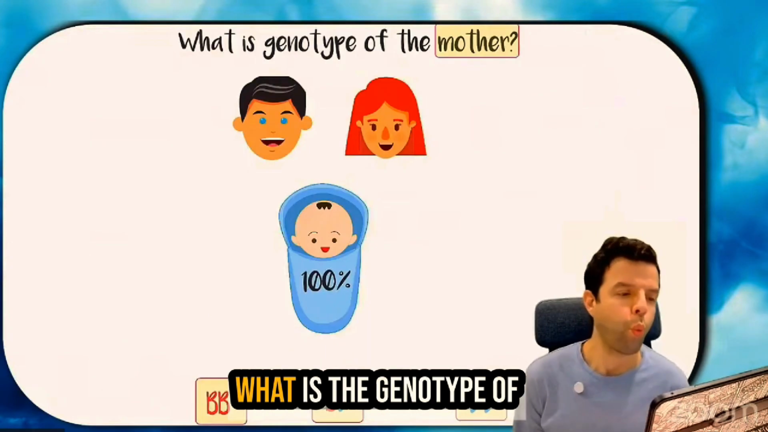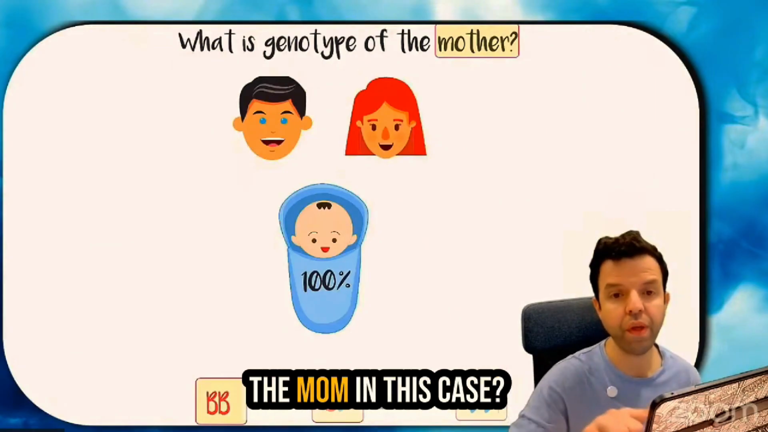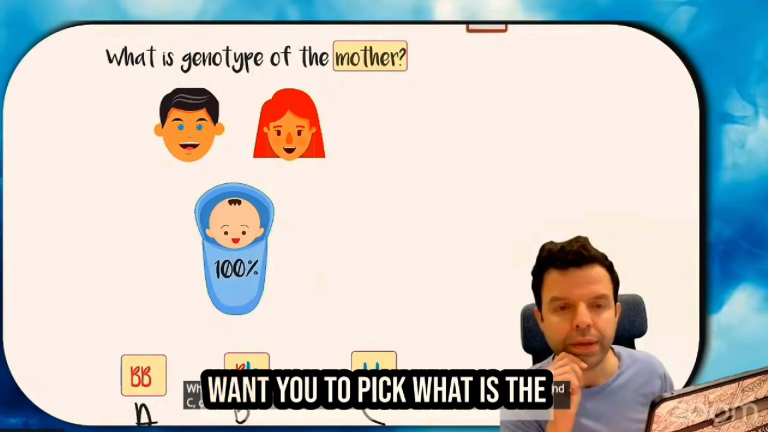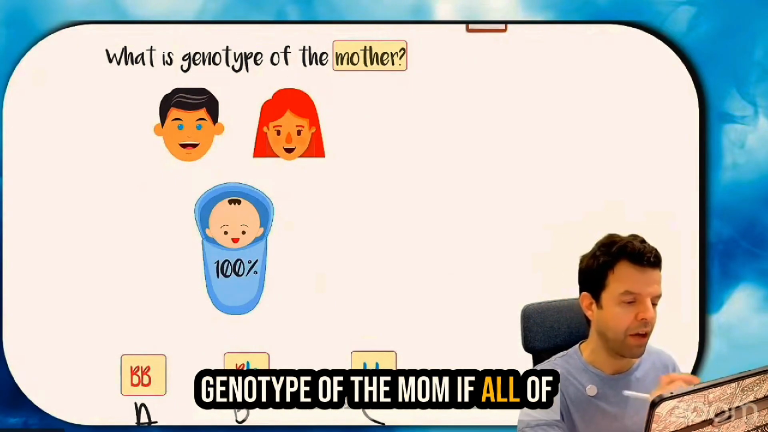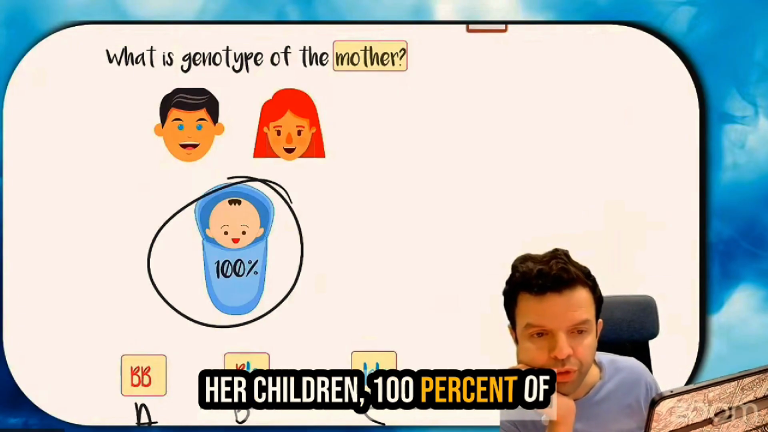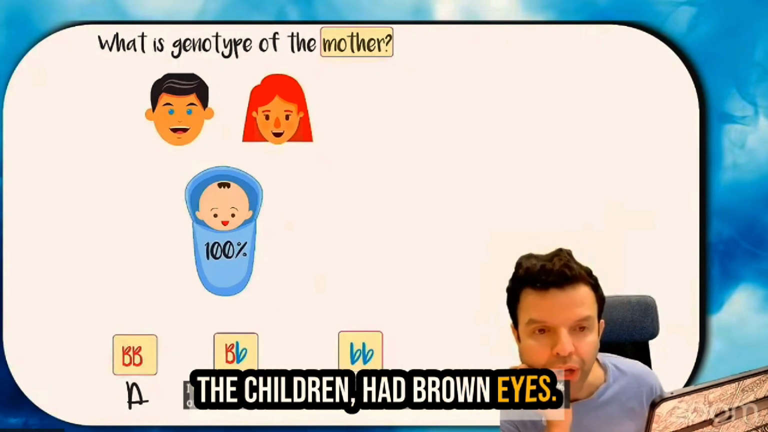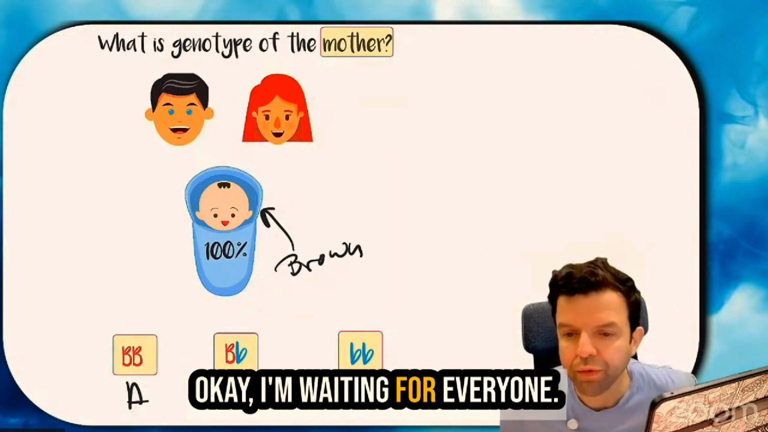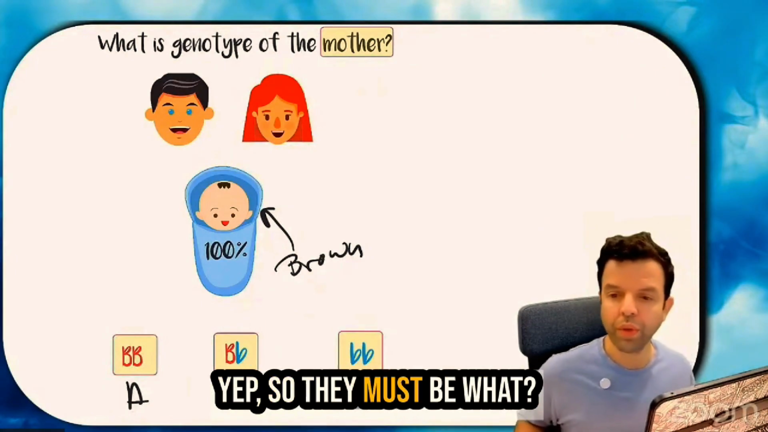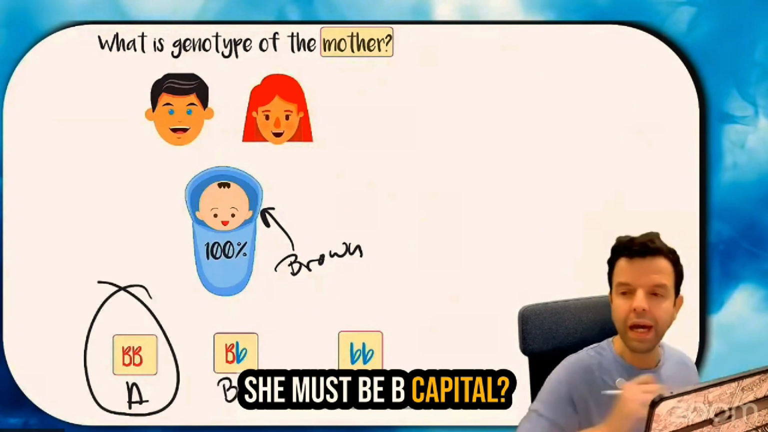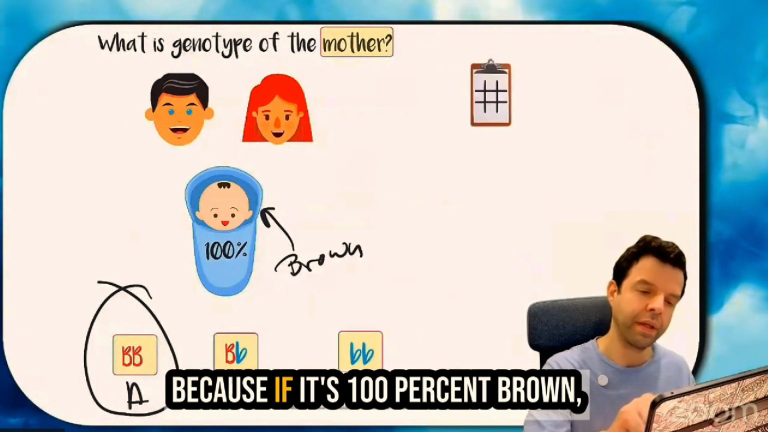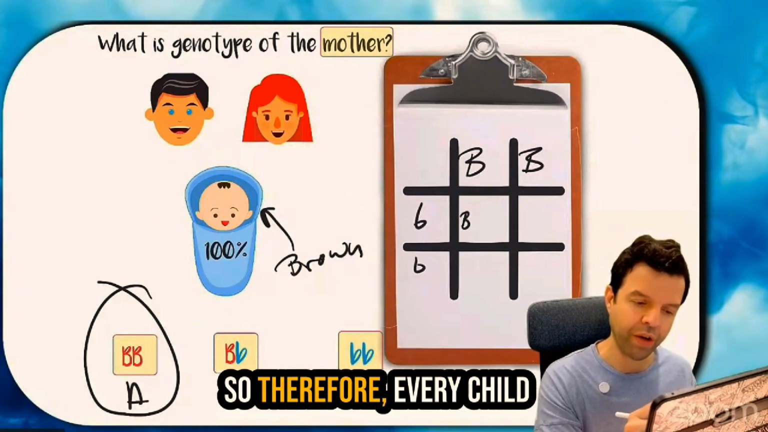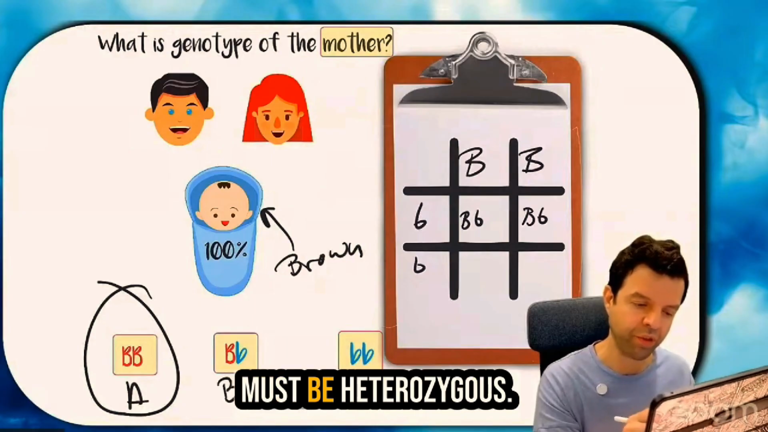Now, let's try something else. What is the genotype of the mom in this case? I want you to try this as A, B, and C, okay? I want you to pick the genotype of the mom if all of her children, 100% of the children, had brown eyes. You can see the child's eye is brown here. Okay, I'm waiting for everyone. Yeah, so she must be what? She must be capital B, okay? Why? Because if it's 100% brown, then she has to be like this. We know the dad is like that, so therefore every child must be heterozygous, okay?